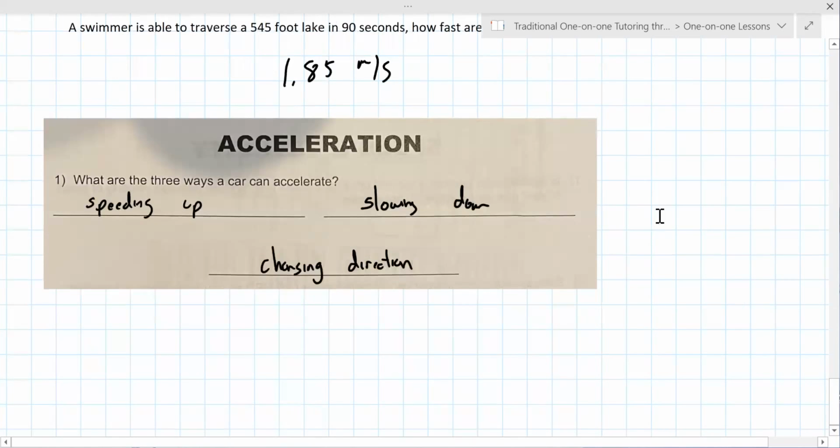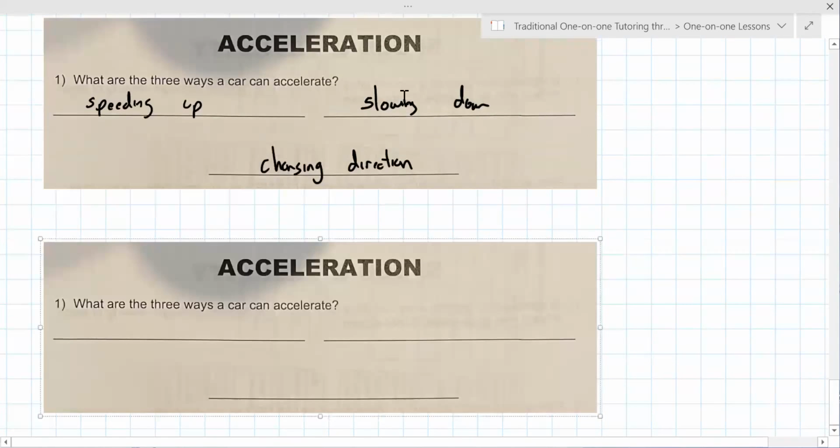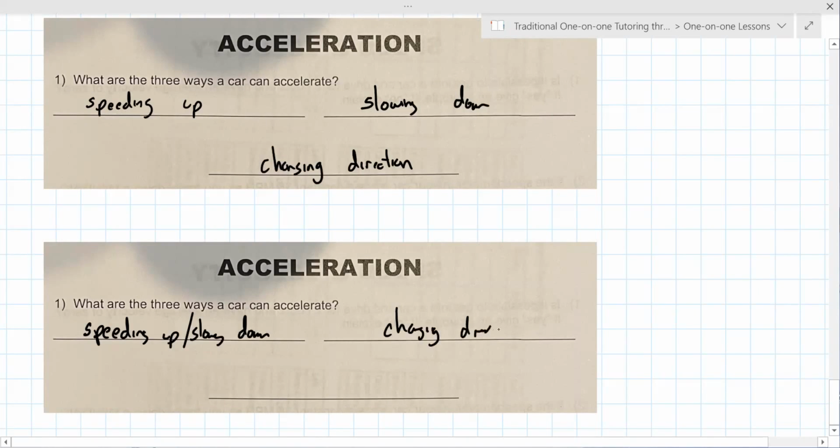Now, the nice thing is I can just copy and paste another way of looking at this. Some people say it's speeding up or slowing down. Another is changing direction. See how they merge the first two? And then the third one is both. So you definitely want to look at your notes or talk to your instructor. I don't know what they want here. This is a conceptual question, so you want to give them whatever they are talking about in class.